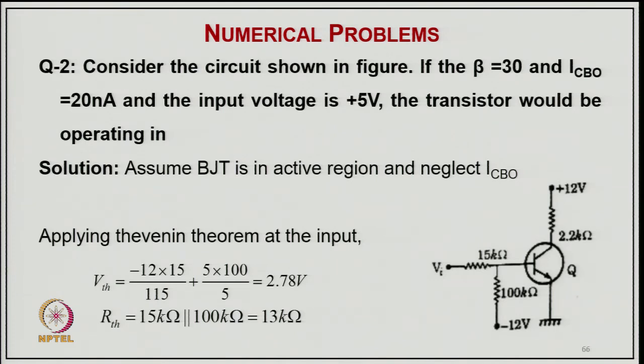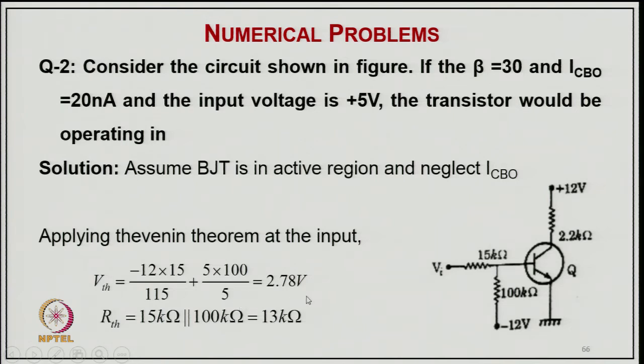and the ICBO is 20 nanoampere and the input voltage is 5 volt. Then the transistor will be operating in which mode? We have to find out in which operating mode this transistor is operating, assuming the BJT is in the active region and neglecting ICBO, the leakage current. So, applying Thevenin on the input, we can say VTH is equal to minus 12 into 15 divided by 115, plus 5 into 100 by 115.